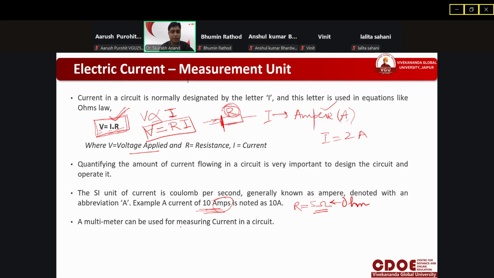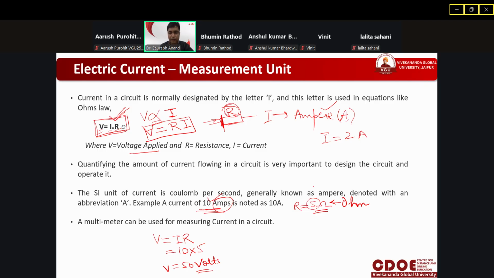What is the value of voltage? We will use V is equal to IR, right? So I is 10 ampere, we will put here. Resistance is 5 ohm, we will put here. So it will be 50 volts. So the unit of voltage is volts, current is ampere, and resistance is ohm. Clear?